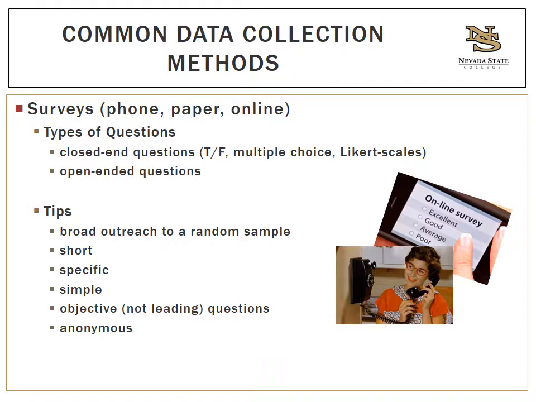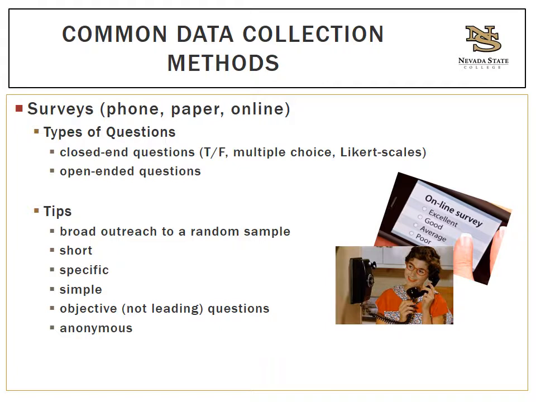So a very simple and common data collection strategy in human subjects research involves surveys. Surveys can be done over the phone, in person, on paper, or even conducted online, which is really handy because you can do really broad outreach with online surveys and you don't have to manually enter data. It's just there for you. So it's really quick and easy.